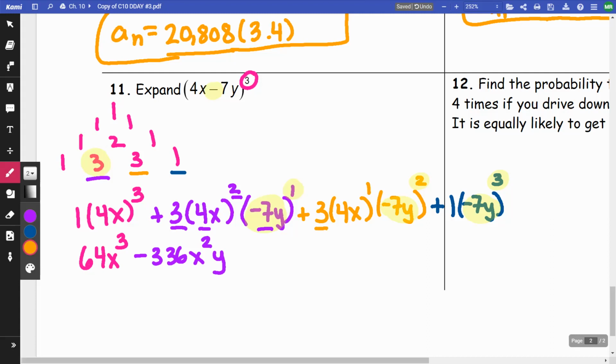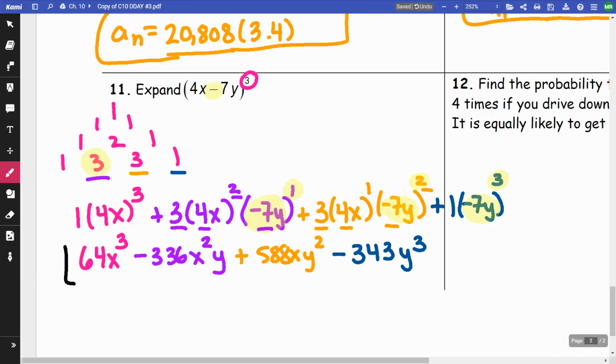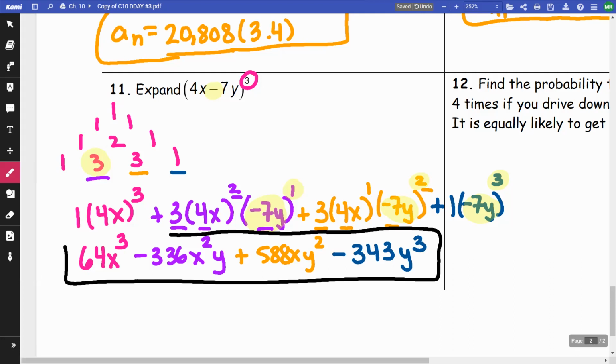My next one, I'm going to have a 3 times 4 to the 1st, which is 3 times 4, and a negative 7 squared, which is going to be a 49. So I'm going to have a 3 times 4 times a -7 squared, which I'd want to put in parentheses around that -7 and square outside if I'm doing it in a calculator, plus 588xy to the second. And then my last one, -7 raised to the third, is a -343y to the third. And that is going to be my final answer.